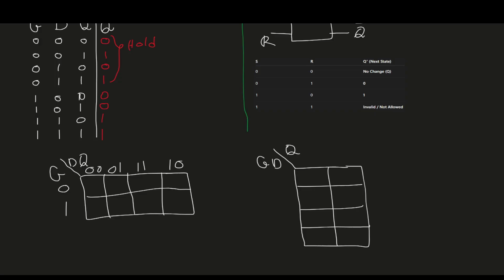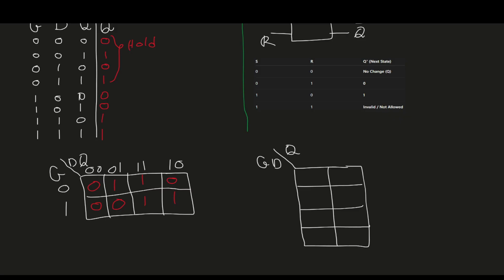In this cell here we have 0, 0, 0, so Q plus is 0. Next, 0, 0, 1, we have 1. Next, 0, 1, 1, we have 1. Next, 0, 1, 0, we have 0. Same thing for the bottom four cells. First we have 1, 0, 0; looking up here, we have 0. 1, 0, 1, we have 0. 1, 1, 1, we have 1. And 1, 1, 0, we have 1.